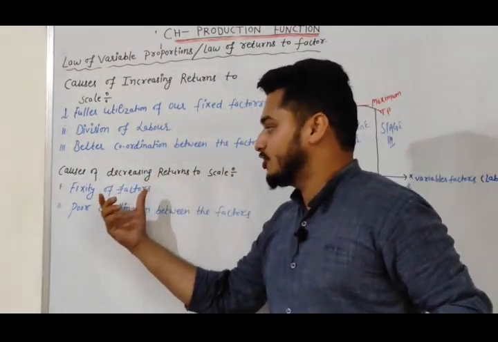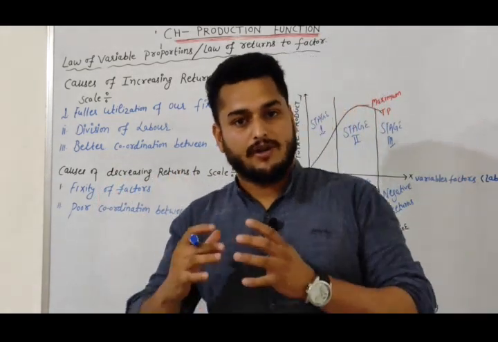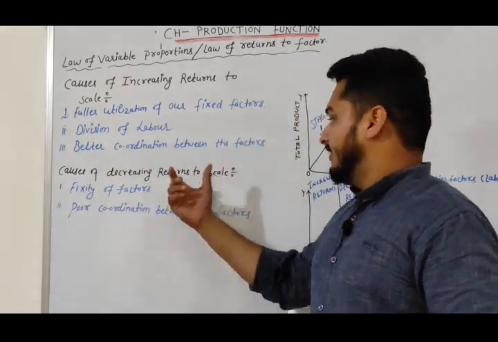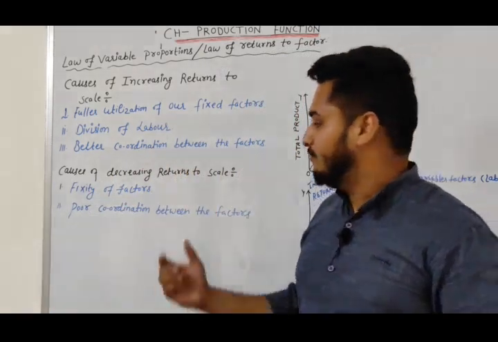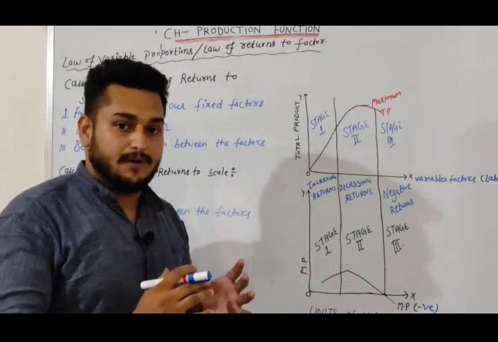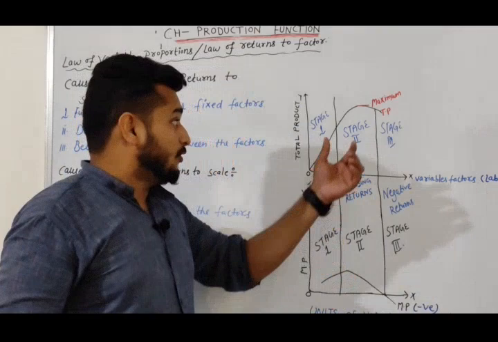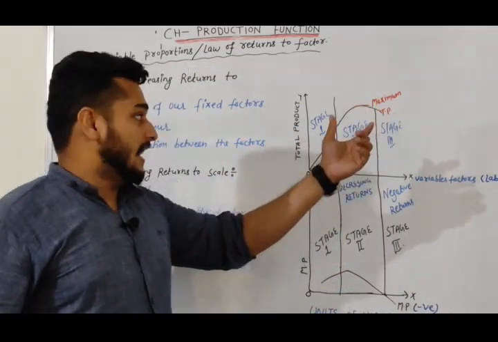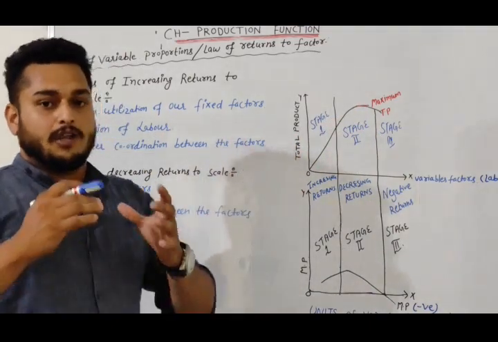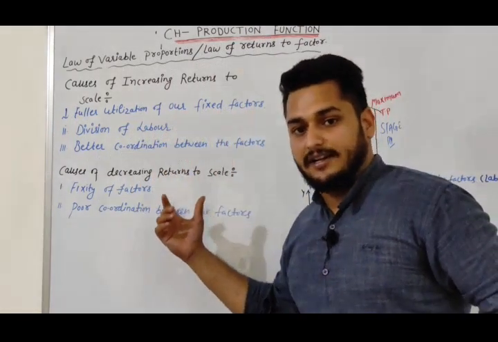Now the causes of decreasing returns. The first point is fixity of factor. It means our factor is fixed. We have only 1 hectare of land. And when we increase the labor on the fixed factor, the result is decreasing returns. Second point, poor coordination between the factors. When we increase the labor on the fixed factor, when we increase the labor from 5 to 6, the total product starts declining. At this point, there is poor coordination between the factors. So these are the causes of increasing returns and causes of decreasing returns.